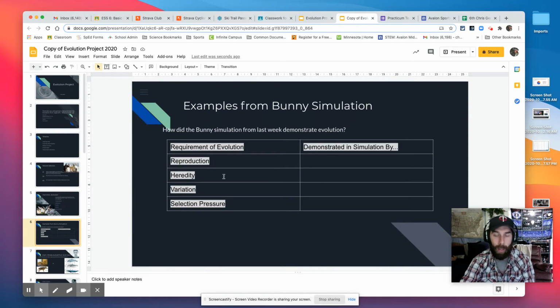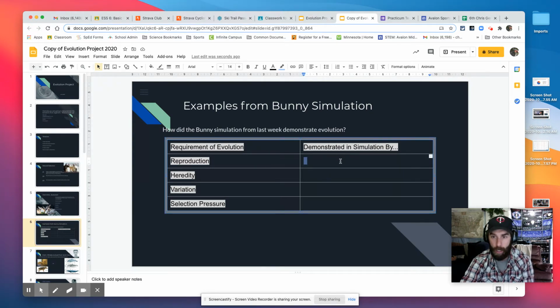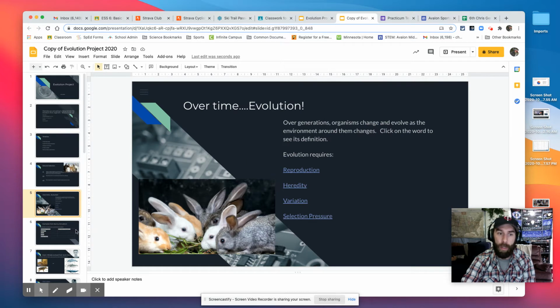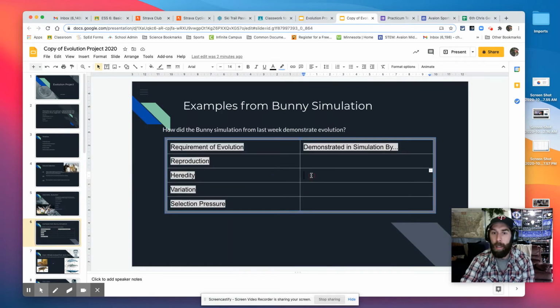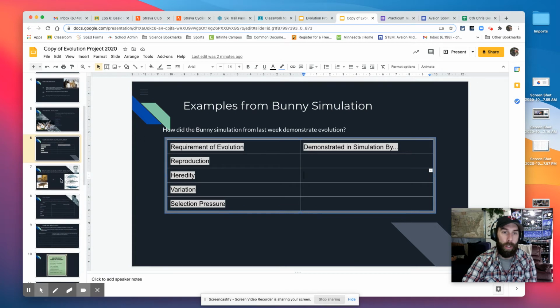Then on slide 6, you actually need to write something down. So thinking about the bunny simulation, how did it simulate reproduction, right? So it simulated reproduction by more rabbits being made in the simulation. I actually didn't play the simulation, so I don't know exactly how that works, right? Heredity, right? You might have to look back at the definition of heredity to know that heredity meant that if a brown rabbit survived and had offspring, his offspring were likely to be brown, right? That's heredity, that's passing on the traits. Okay, so go through and talk about how the bunny simulation demonstrated evolution.